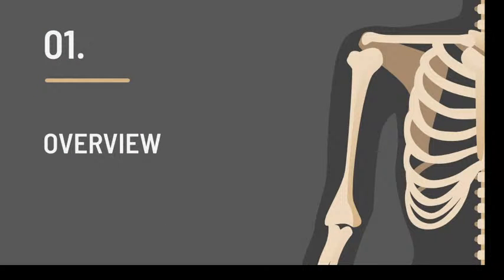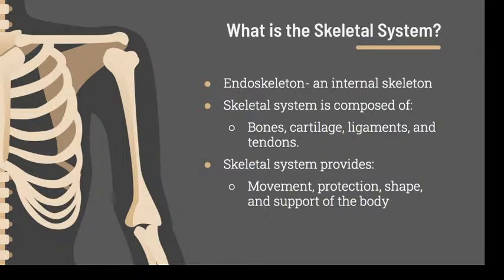So first, the overview. Humans possess what is called the endoskeleton, or internal skeleton. It develops from mesenchyme cells of embryonic mesoderm, and the skeletal system is an organ system composed of bones, cartilage, ligaments, and tendons. The human skeleton is composed of over 200 bones of various shapes and sizes.